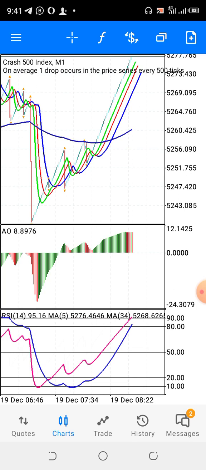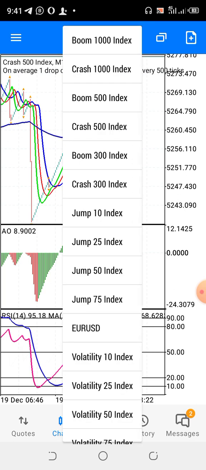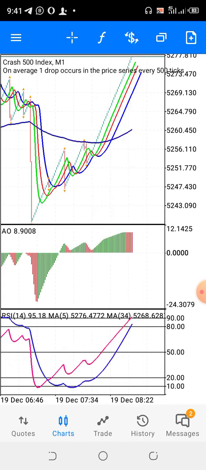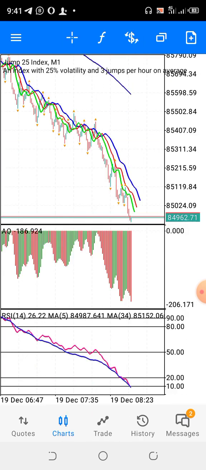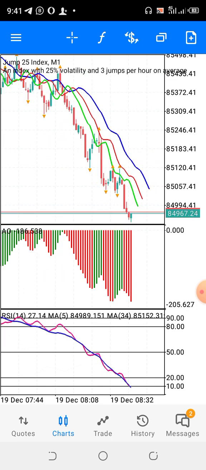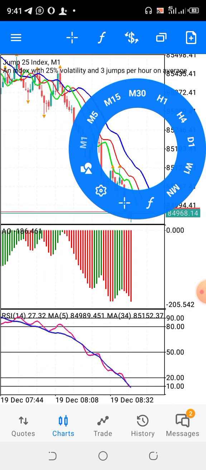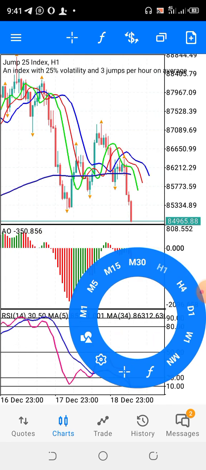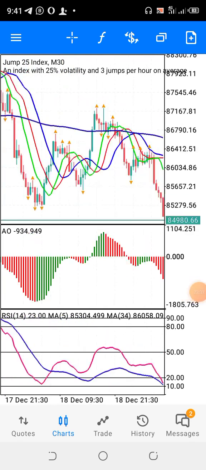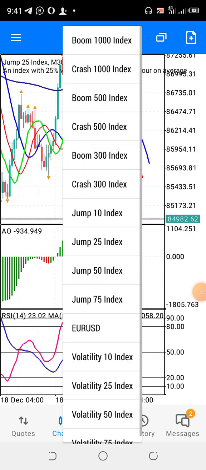Let me look if I can see any. Okay, let's see. Jump index. This one is not yet matured. Let's see. This one is scalping. This one is for selling. No, we don't have entry opportunity here.